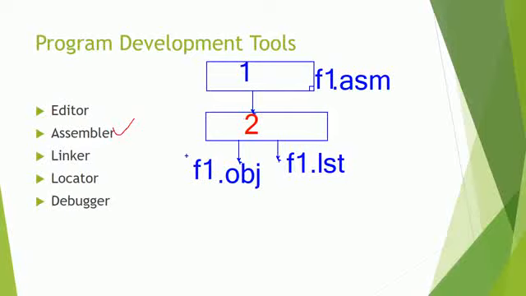The .obj file shows the program with the opcodes and the addresses. For each and every instruction it creates the equivalent opcode. This file is going to list out your opcode along with the addresses. Okay, so that is the .obj file.